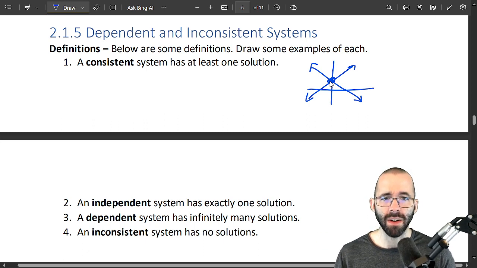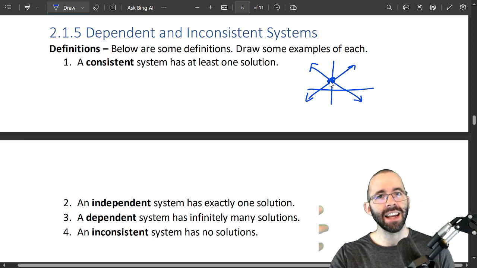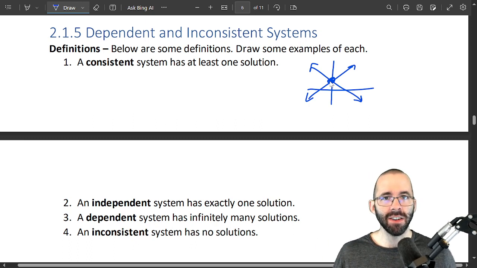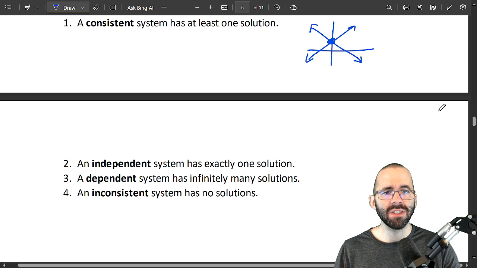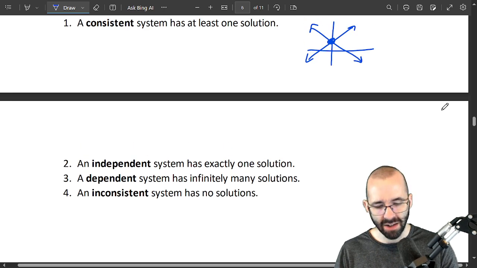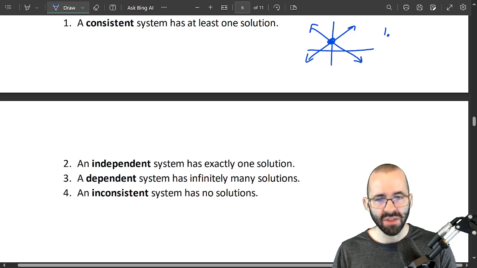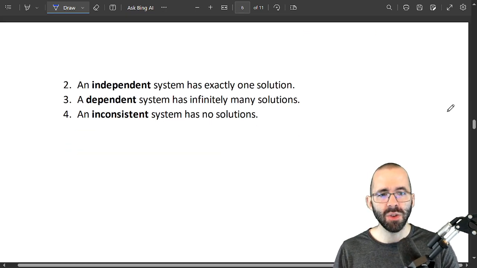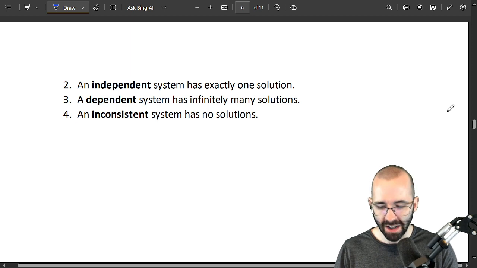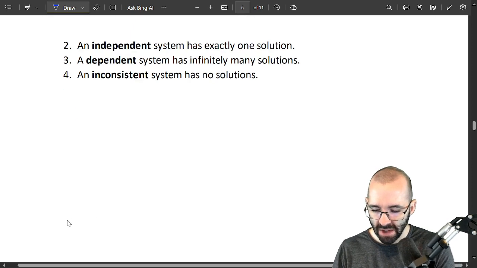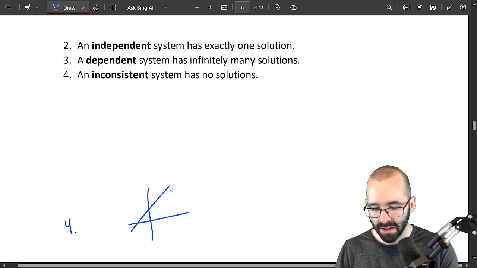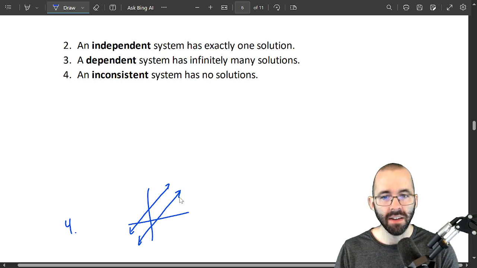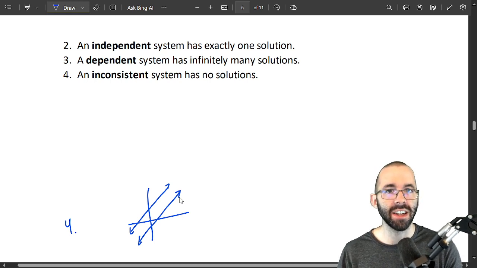Well, let's skip all the way to number 4. If a consistent system has at least one solution, an inconsistent one having none, that kind of checks out. What does a system of linear equations with no solutions look like? Again, let's label this one. How can two lines never cross? Well, we've seen that before, right? I'll write it down here. Two lines never cross if they're parallel. So that's what an inconsistent system might look like.